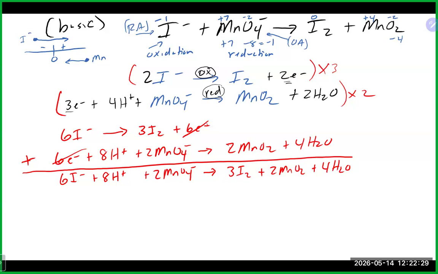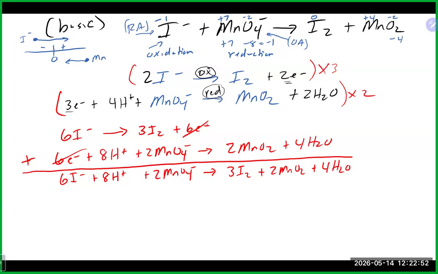Just a quick look at it. We got 6 I's on both sides, 8 hydrogens on both sides, 2 Mn's, 8 oxygens on both sides, 4 and 4 on the right there. Overall charge on the left is -8, +8 is 0. Overall charge on the right is 0. We also know this is acidic conditions because we do see H+ there on the left-hand side, right?